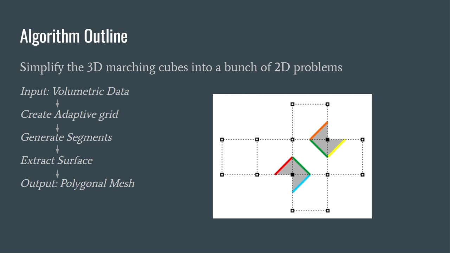So the algorithm takes in a set of volumetric data, and the first step is to create an adaptive grid, most likely an octree, from that data. One thing to note is that depending on the needs of the output, this step can be skipped in favor of using a uniform grid, especially if the output mesh's complexity is not a concern.